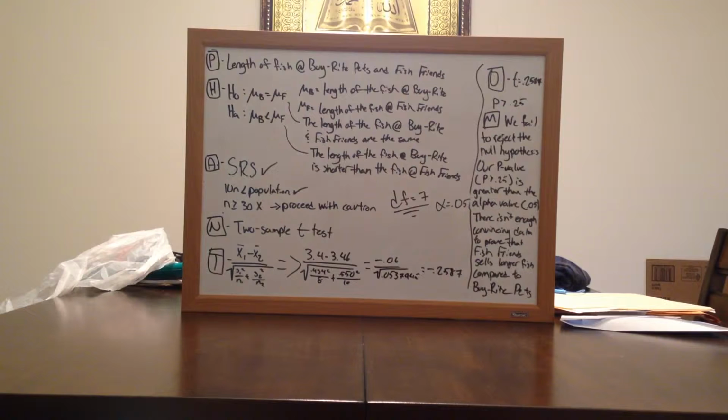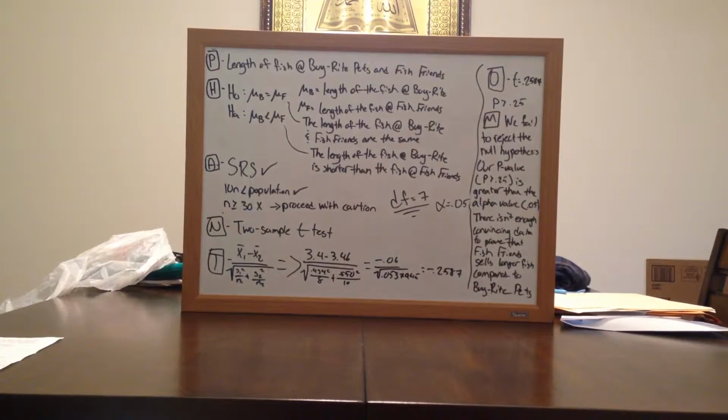So we move on to our assumptions. In the question it says that they were randomly selected, so that's an SRS. And in total there's 18 fish, so 10 times 18 is 180, and I'm pretty sure there's more than 180 of those fish of that species. However, the sample size is not greater than 30, so we have to proceed with caution. In this problem we're doing a 2-sample t-test. Why a t-test? Because we're dealing with a sample, not the population.